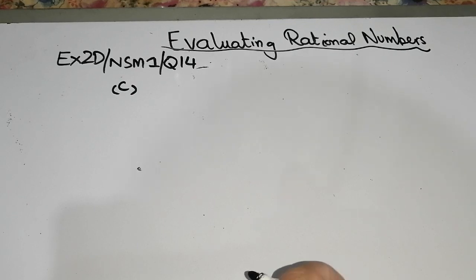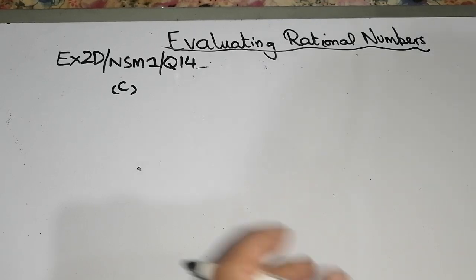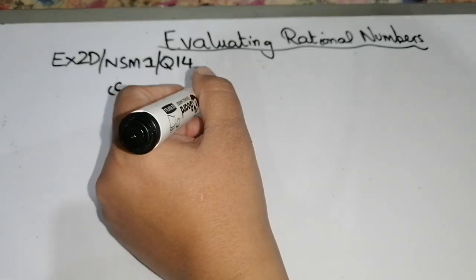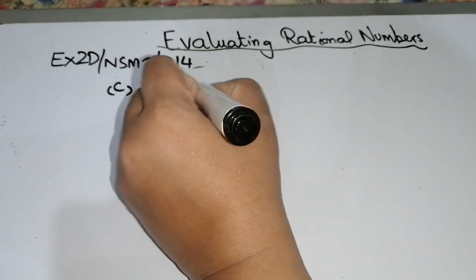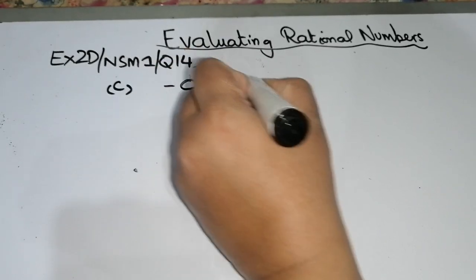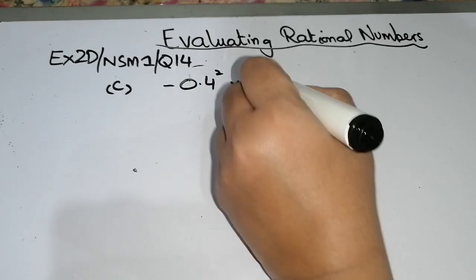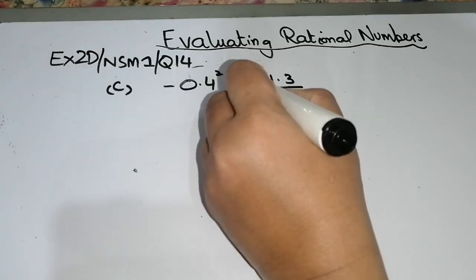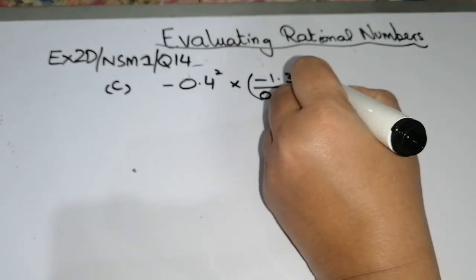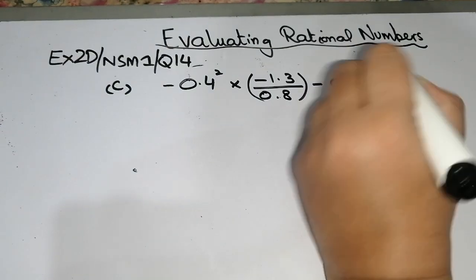It's basically a continuation of the previous video, which is evaluating rational numbers. So we are going to solve the C part of the same question. We have solved the A part in the previous video. So the C part is minus 0.4 square multiplied with minus 1 by 3 divided by 0.8 minus 0.62.